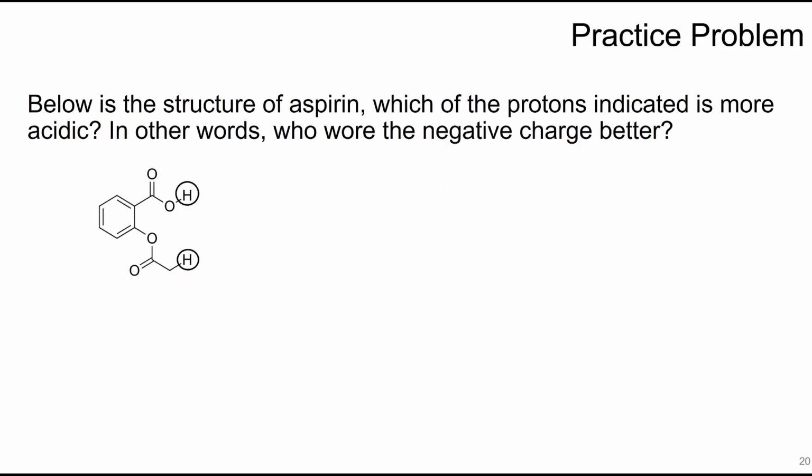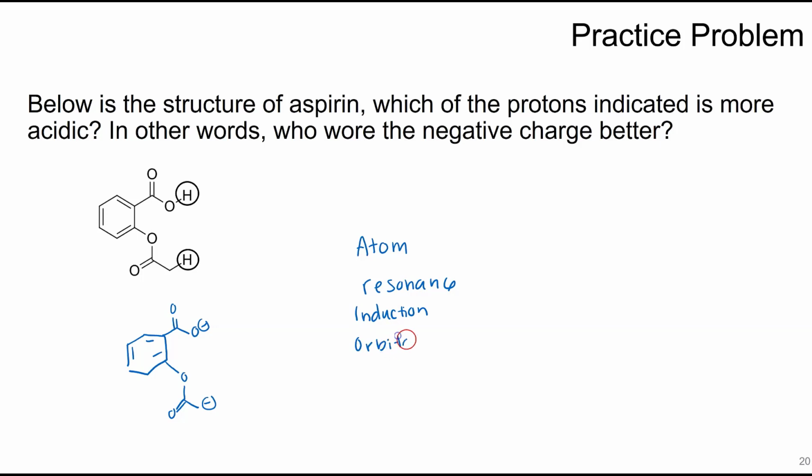Okay, so below is the structure of aspirin. Which of the protons indicated is more acidic? So in other words, which one bears the charge better? We want to draw the conjugate base for both of those. So this would be O minus. And then we'll go through atom, resonance, induction, and orbital. So I'm going to call this A.